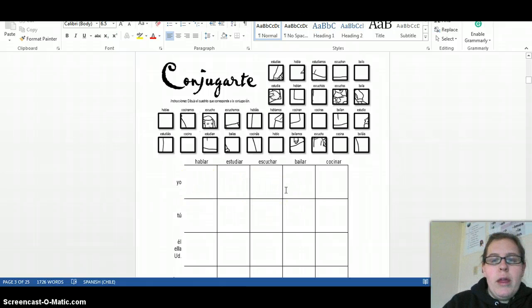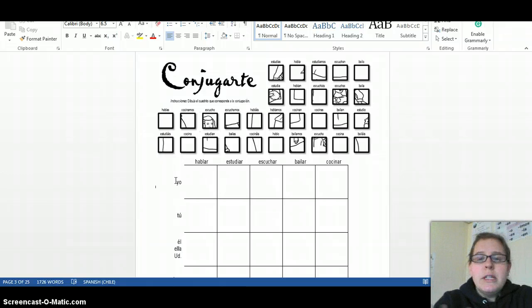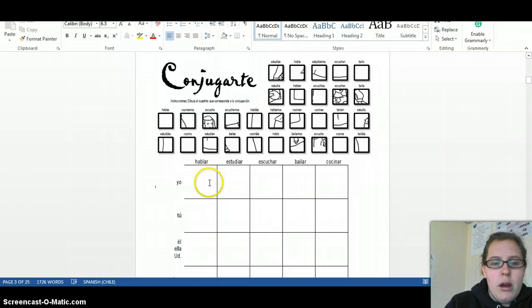So let's start with the strategy that I like to use, and then I'll offer you a second strategy, and you can do whatever you want, okay? The first one is to go straight across the board. So, for example, do all the yos, and then all the tus, and then all the ella, usted, etc. The information I would need to complete this successfully would be how to conjugate a verb and the correct endings for AR verbs, because these are all going to be AR verbs. So if you don't know it by heart, you're going to want your grammar packet out to help you in order to complete this.